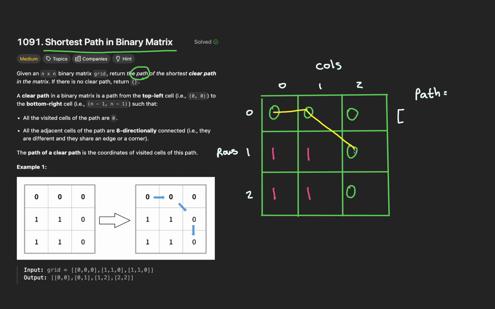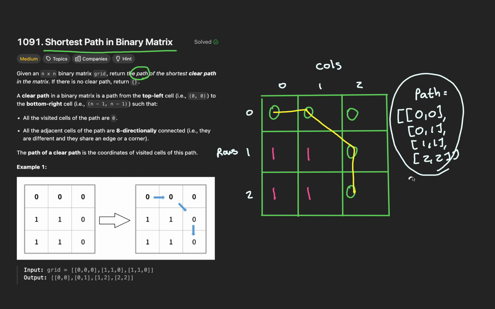This is the shortest path from point A to point B, in which the first cell we visited was at row 0 and column 0. Let's note that down in our path, 0, 0. Up next, we have 0, 1, so let's write that down. 1, 1, and then lastly, 2, 2. This is our answer. This is what we return.